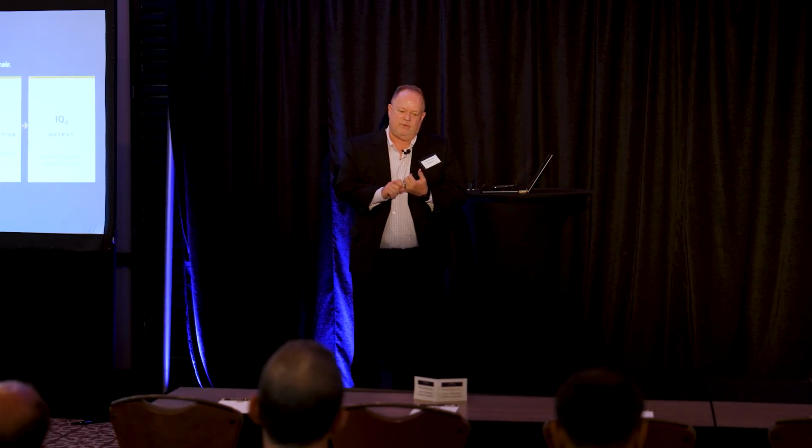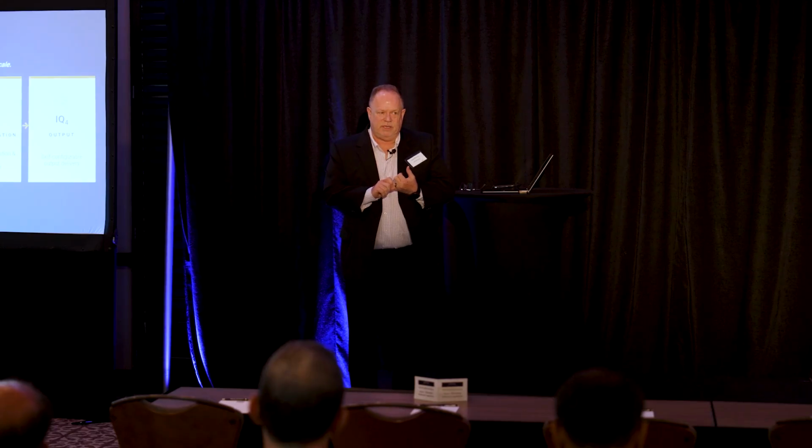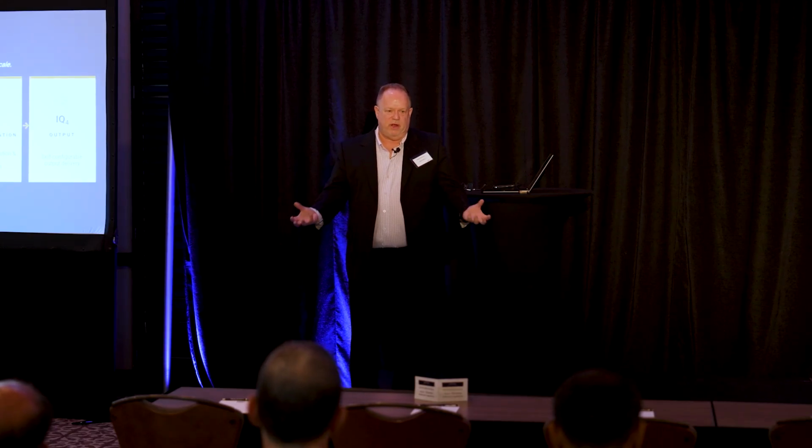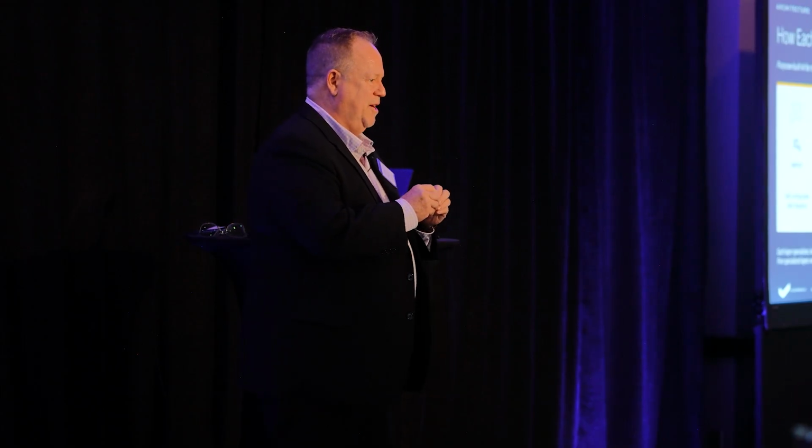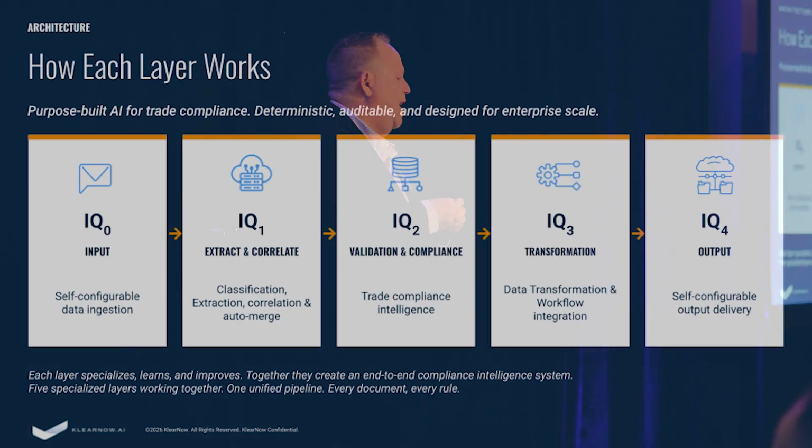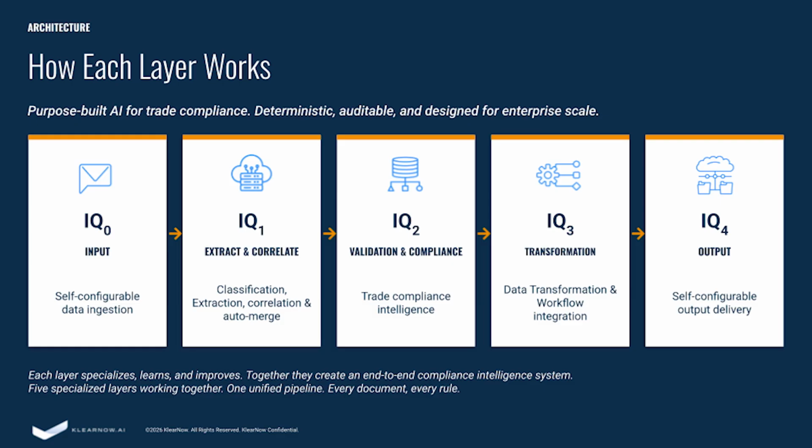So what we've done here is we've taken the IQ 0 layer, which is the input of that information, and brought it into a single location, right? If I could say anything about why I joined the company back in the day, that was the one thing. I thought, can we link all of this information from an email, right, into what we would call a shipment? The second layer is the extract and correlate layer, right?